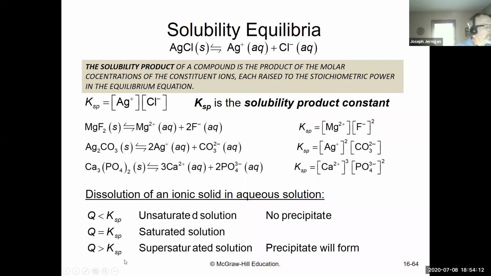And then as Q is greater than KSP, you're going to go into a supersaturated solution, in which case you are going to have bulk continuous solid particles of silver chloride in the solution in equilibrium with, again, the silver ion and the chloride ion. And that is, of course, an example of precipitate formation, or having a supersaturated solution.